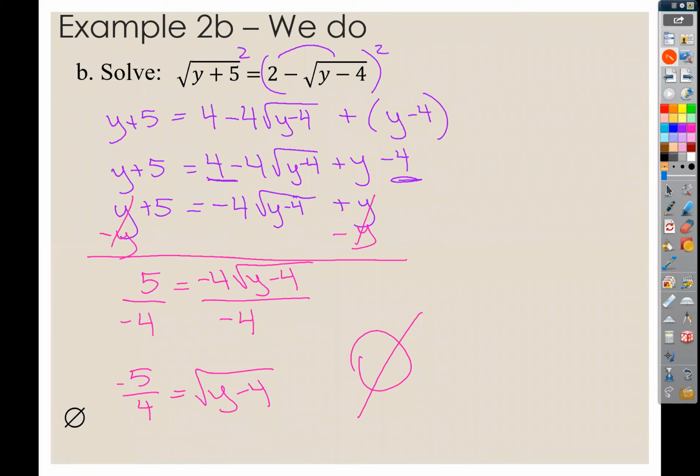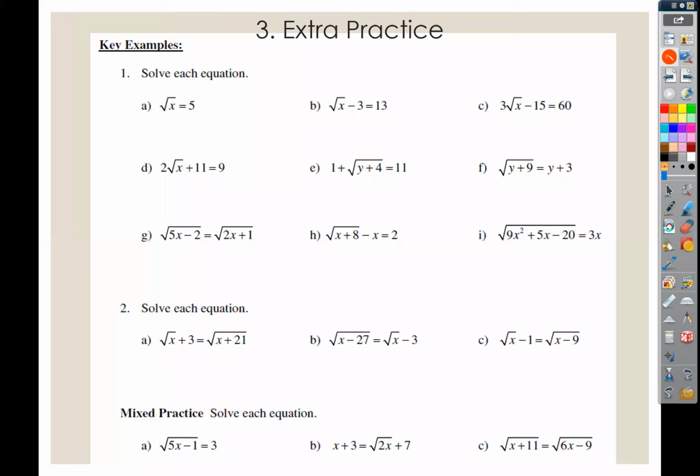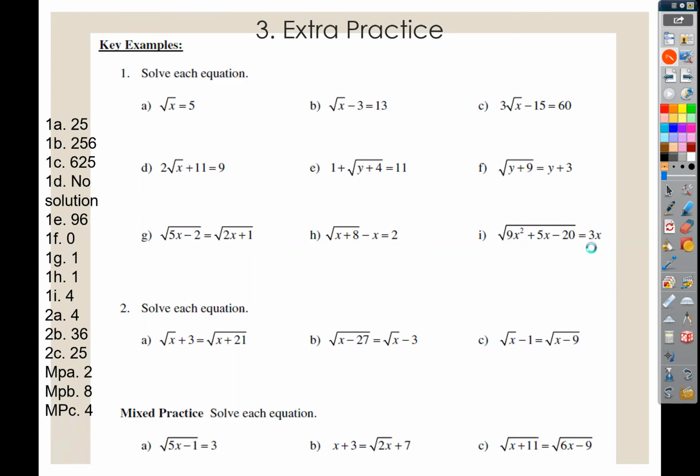All right, here's some extra practice I want you to try. Pause it. And then here are the answers. Let me know if you have any questions about this.